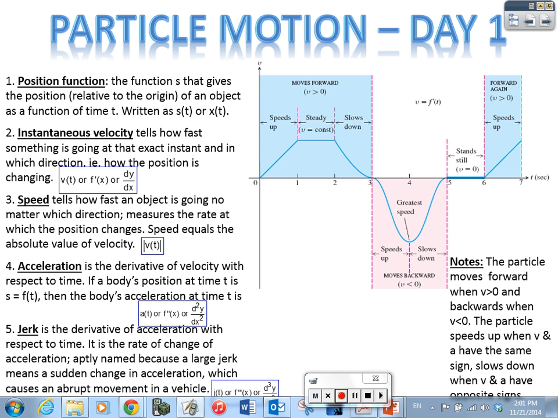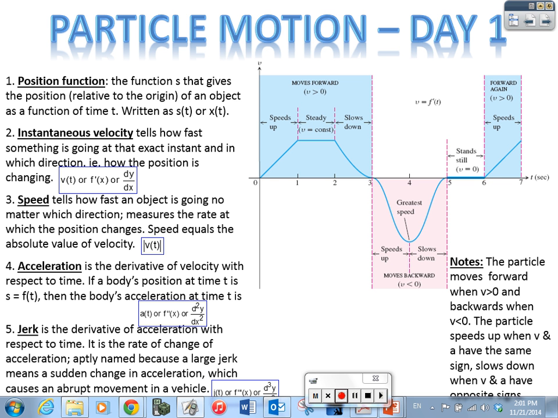Instantaneous velocity is going to be telling us how fast something is going at an exact instant and in which direction. It gives us two pieces of information about the particle. And it's denoted by v of t, or if we're in terms of f of x, or dy dx.